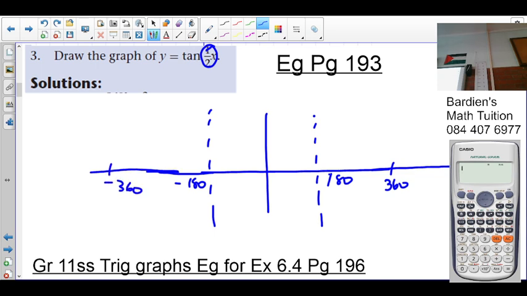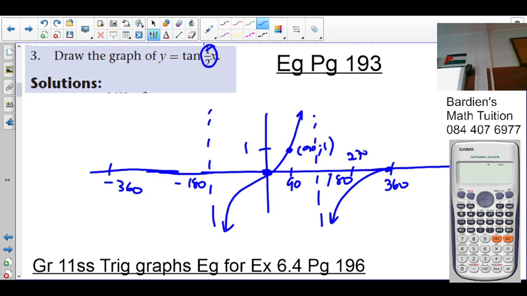Okay. So the graph normally does this. That's your tan graph. But now half of this, of course, is 90. If I put 90 into the formula, I'm going to get 1. So that's 90 and 1. And of course, 360. Halfway there is going to be 270 and minus 1. And of course, this part of the graph here, which makes this negative 270 and 1.